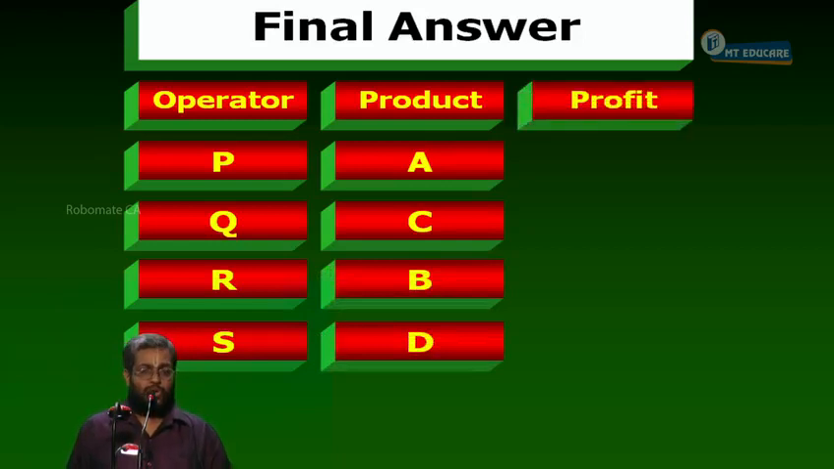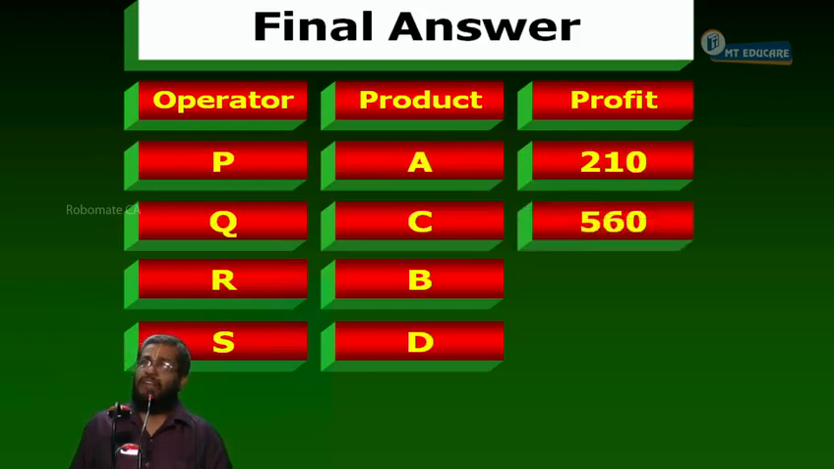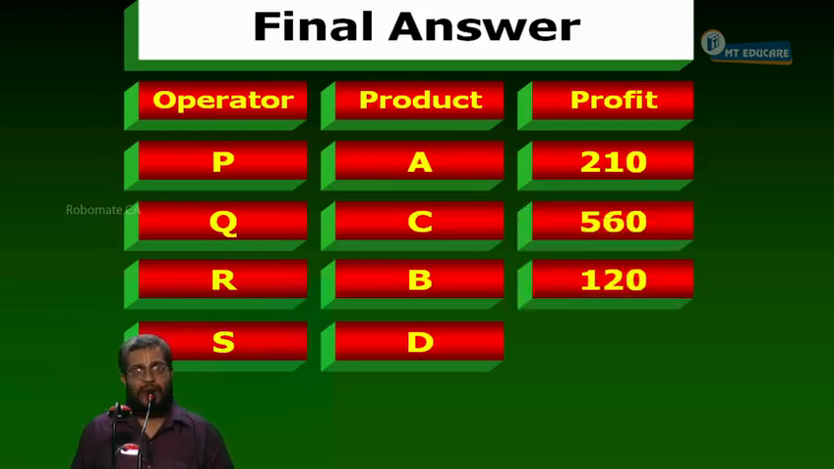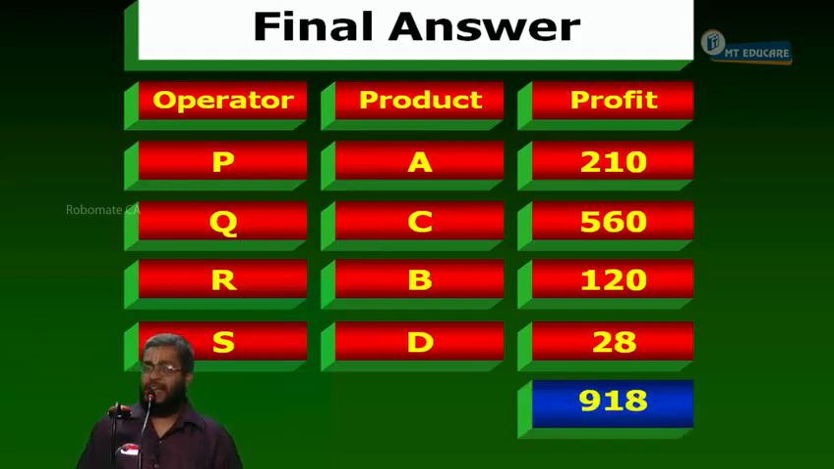Now, don't look at the question. We have a profit matrix calculated in the first step, right or not? From that matrix, P given A results in how much profit? 210. Q given C gives 560. R given B, the profit is 120. S given D, the profit is 28. 210, 560, 120 and 28. What is the total profit? 918. That's the answer for this sum. The total profit is 918. Everybody following or not?